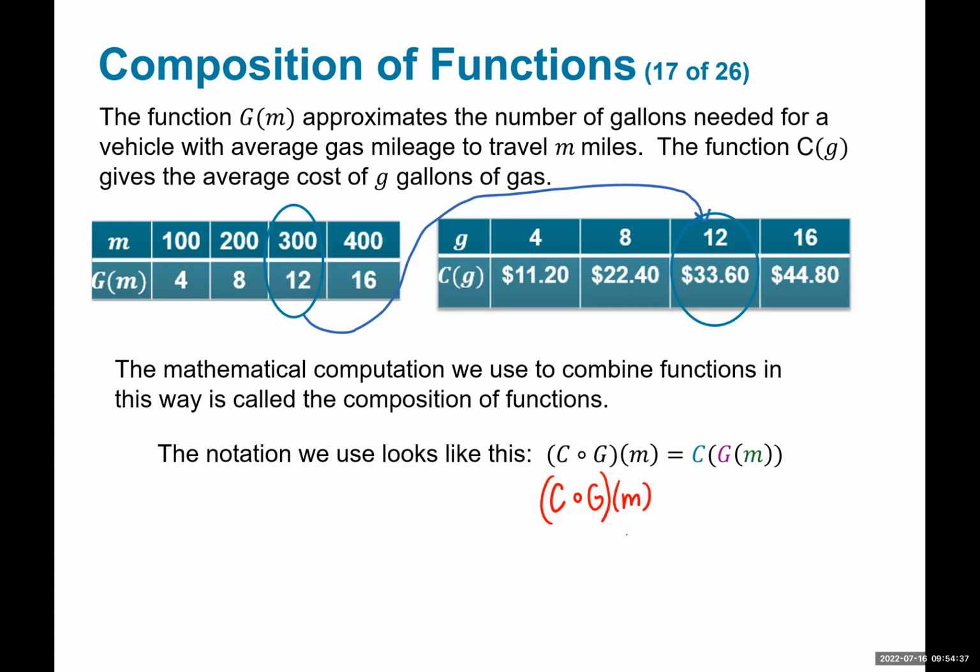And the way you think about this is we start off with miles, we find gallons. We take gallons to find cost. And that's how I kind of go in backwards order. You start off with miles, miles gives you gallons, take gallons, gallons gives you cost. So you go in kind of this backwards fashion from the inside out.